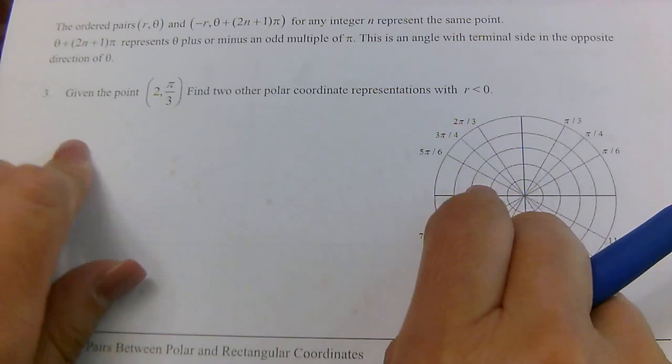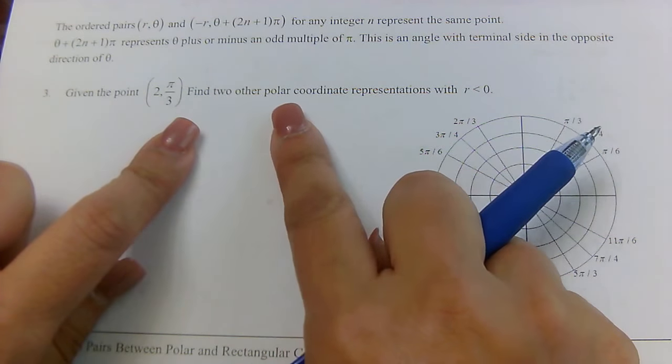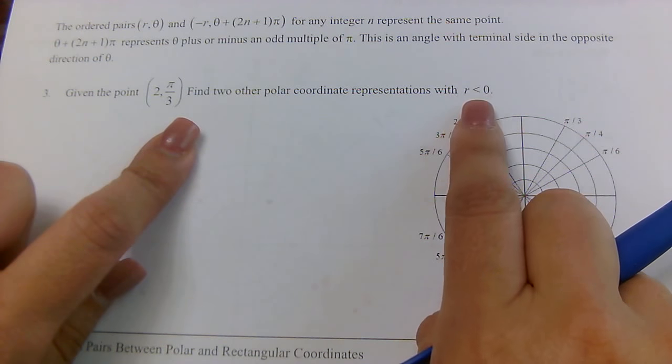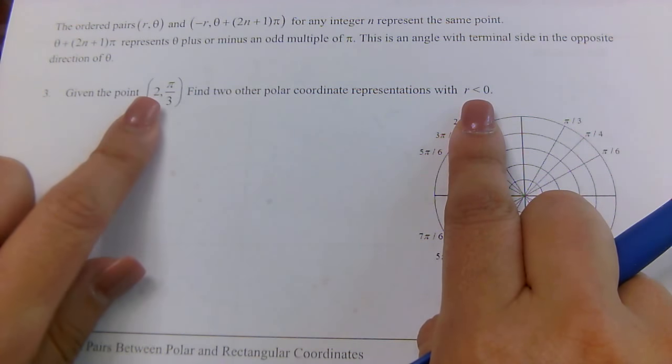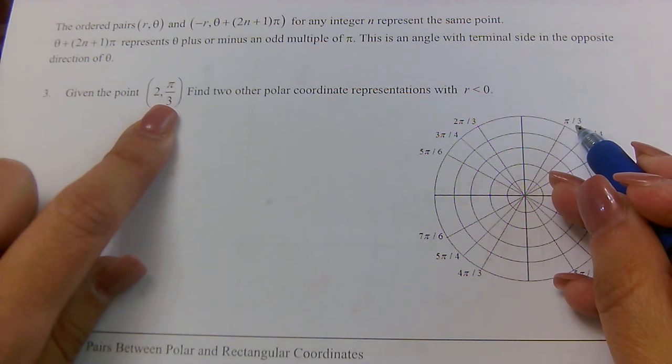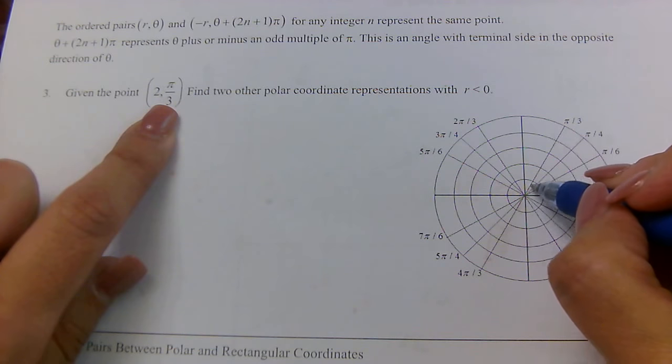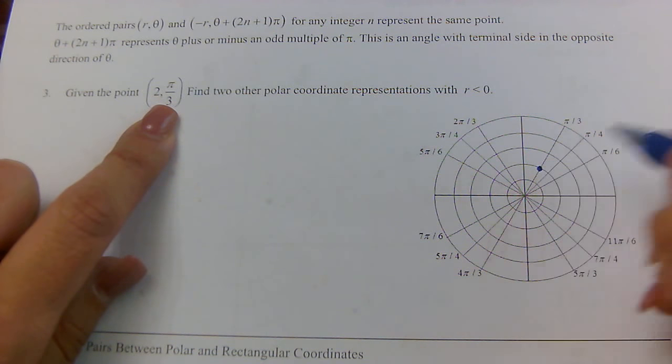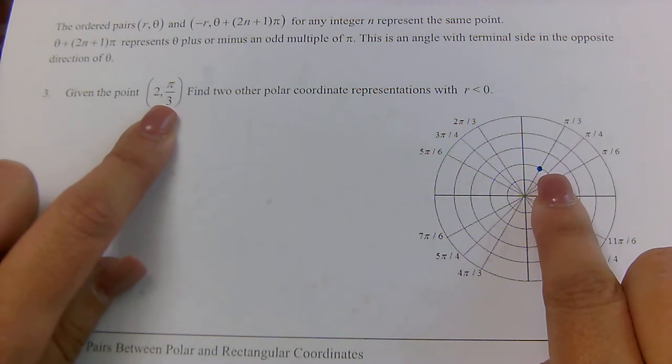And we're done. Number 3 says to find two other polar coordinates. Now r needs to be negative. So let's go ahead and just plot this point. This is pi over 3. And then we're going to go 1, 2. Okay. This is where that point would be. What is another way we can say this?